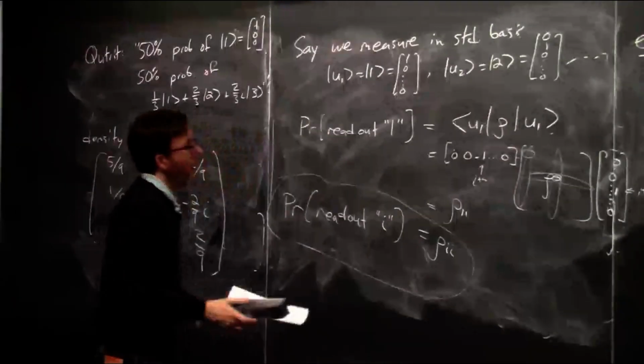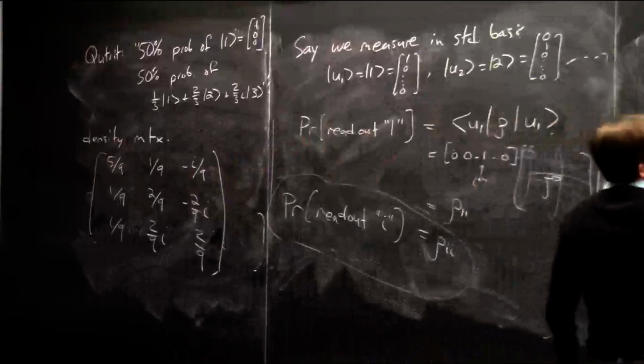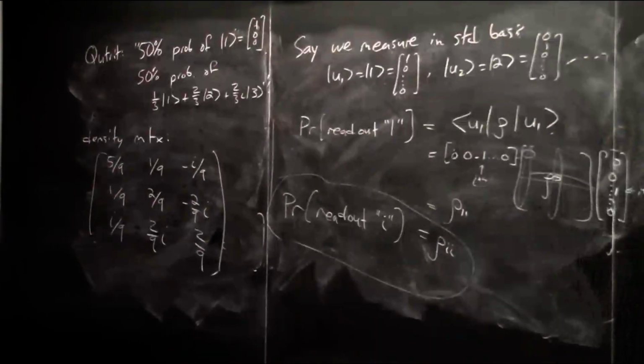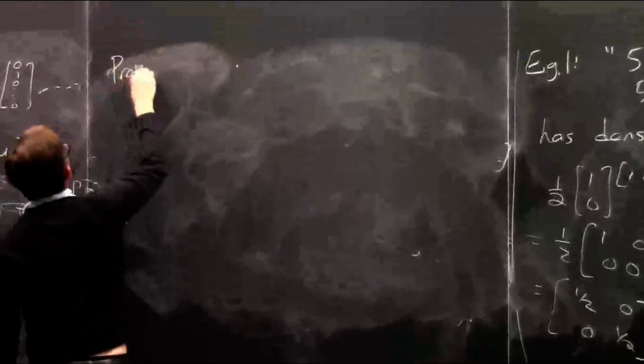So now let's indeed talk about properties of density matrices. And I'll actually give you a short criterion for when a general matrix is a density matrix. So first of all, we'll list some properties that these things have.